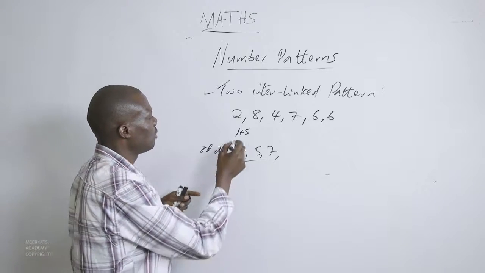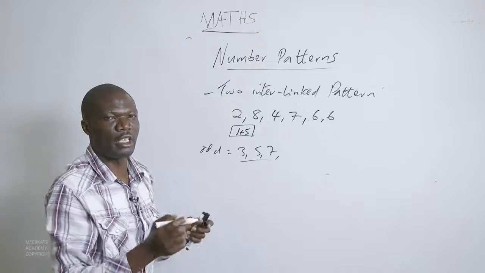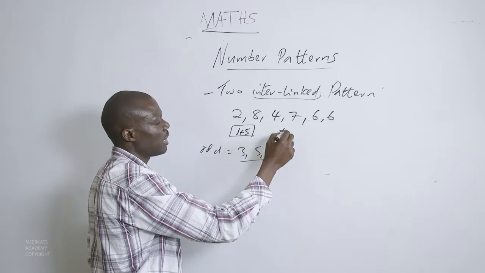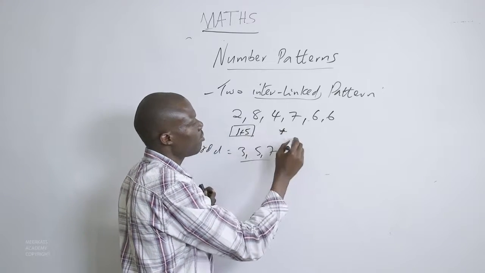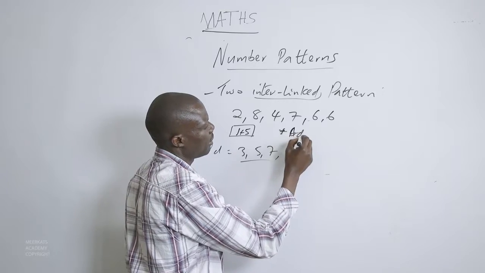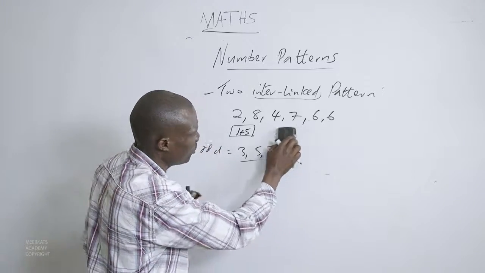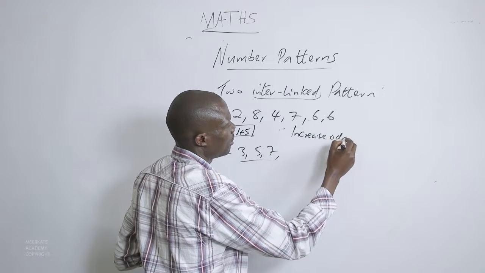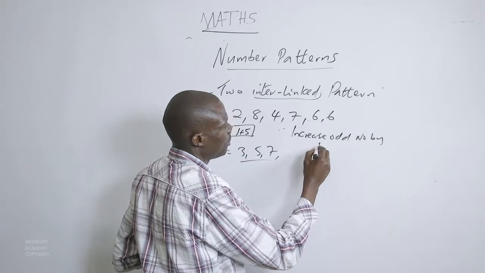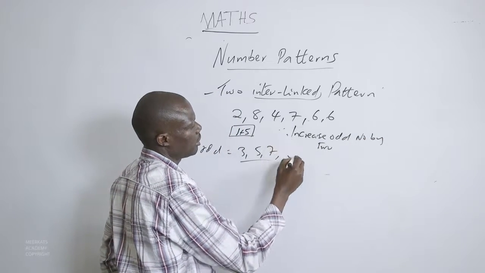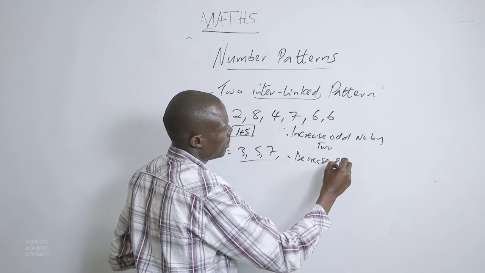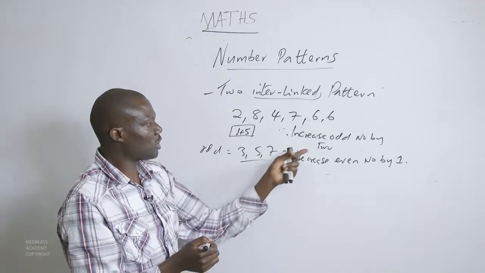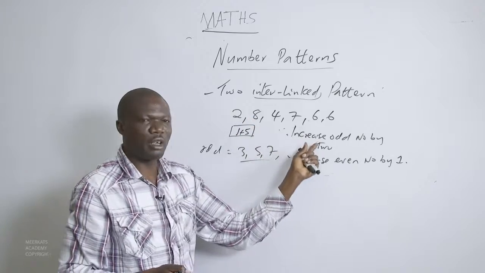So this situation here is what you are calling interlinked. And interlinked here, we need to note it clearly. We have clearly the odd number here. We increase the odd number by 2. We should indicate that clearly: increase by 2 and decrease the even number by 1.